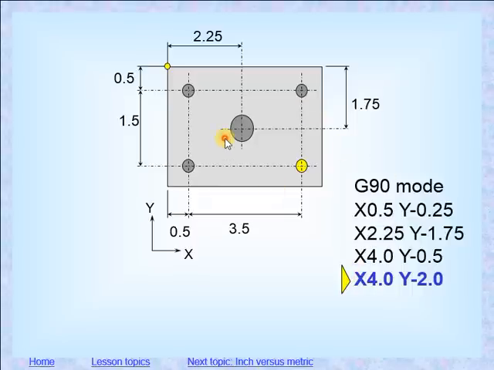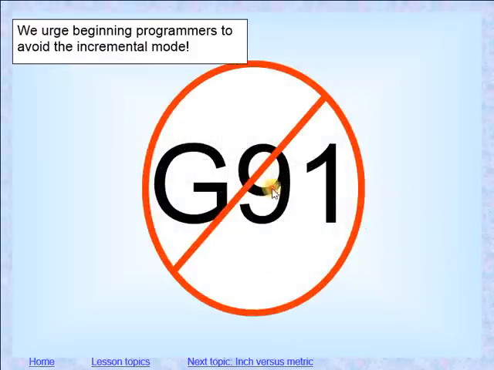So basically what I'm saying is don't use G91 when you're a beginner. After you get good at it and you're doing this a lot, I suppose fine, you could use G91, but for now let's just stick with G90.